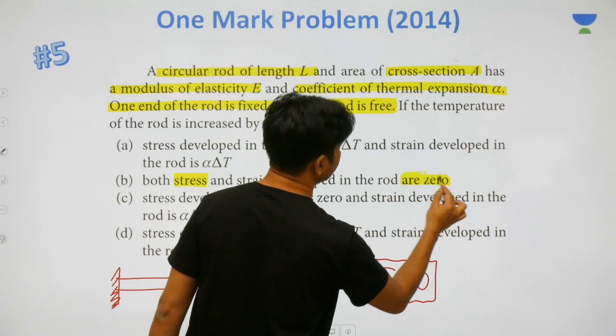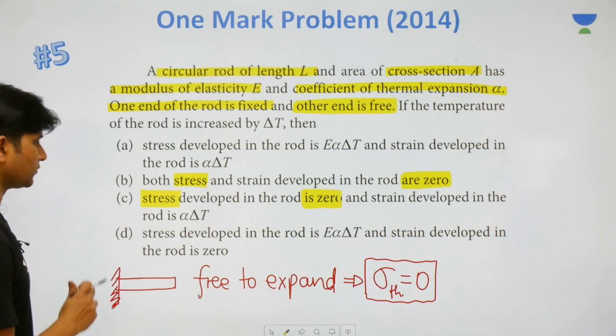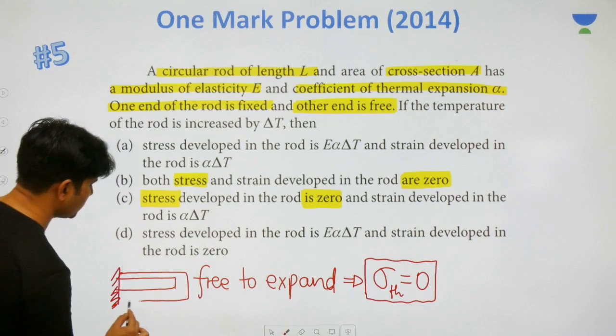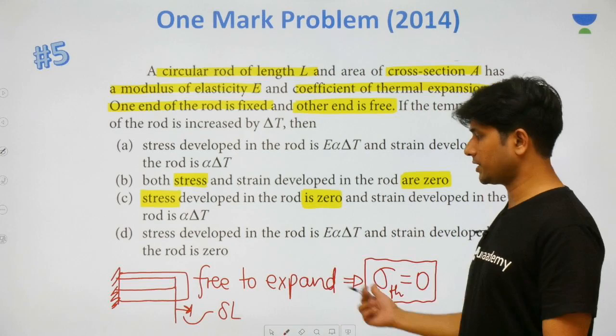Not only the second option, but the third option also gives the stress in the rod as zero. So which one is correct, the second one or the third one? Sir, in the second one, they are saying strain is also zero. That is false information, because strain is not zero. The rod is absolutely allowed to change, and if it is, then it is going to develop some elongation and some strain.